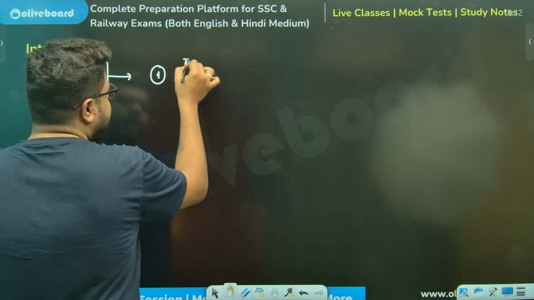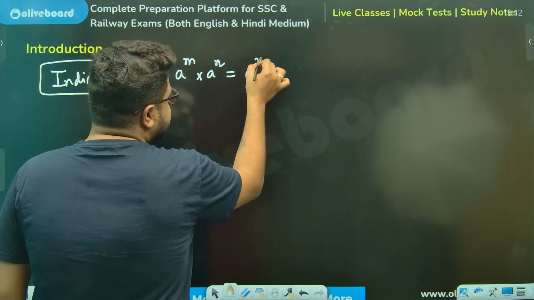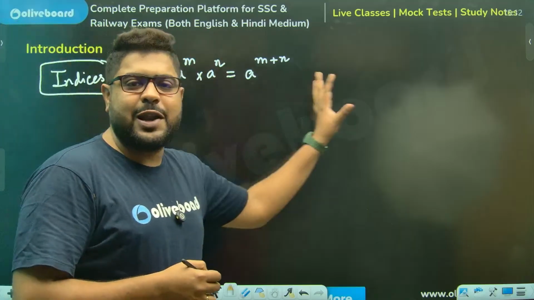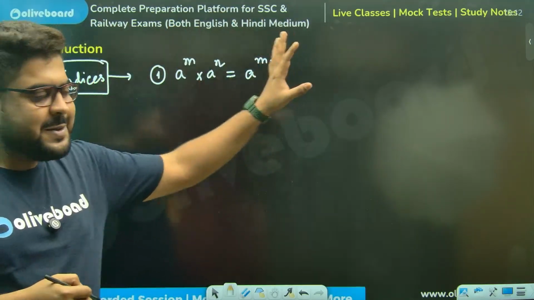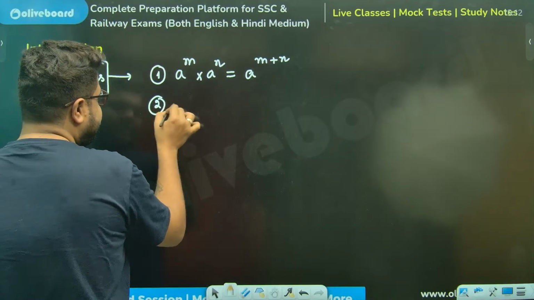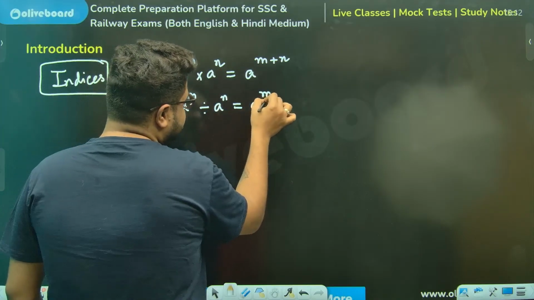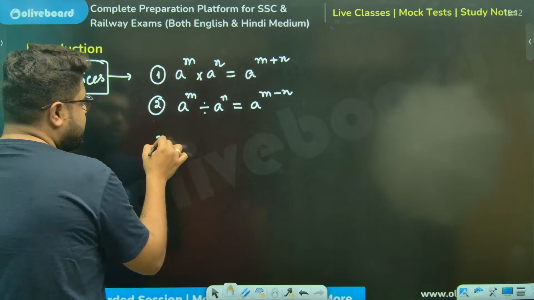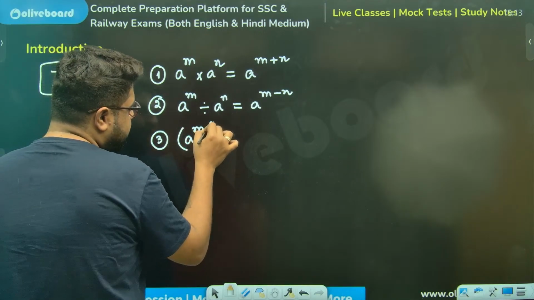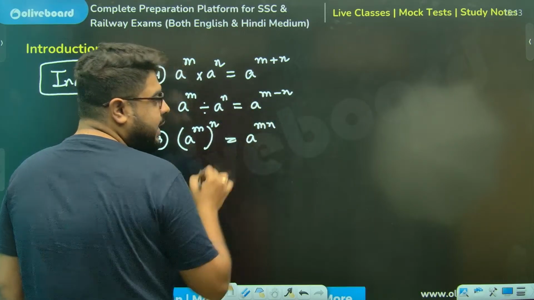The rules were: a to the power m into a to the power n, the powers get added. We've been using these since school, class 5. What if there is a division? a to the power m divided by a to the power n: instead of plus, we write minus. From there, if there is a to the power m to the power n, which is very useful, the powers get multiplied.